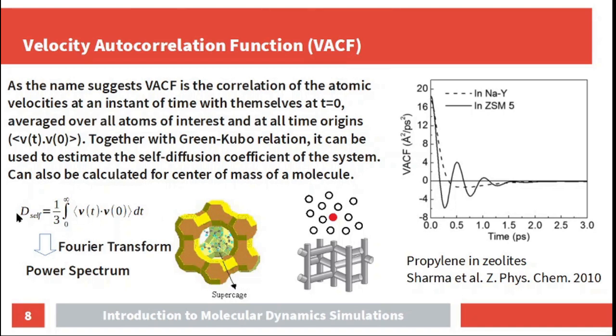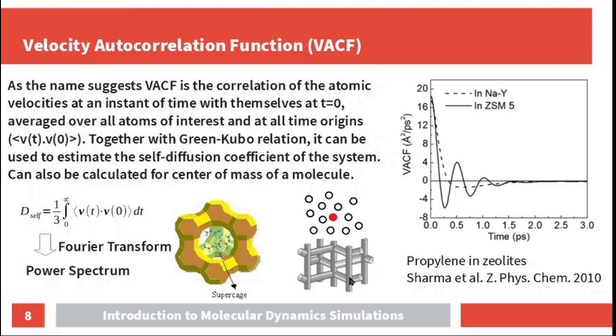If you take a Fourier transform of the velocity autocorrelation function, don't think that you are taking a Fourier transform of this equation. What I mean is you take the Fourier transform of just this part, that is the velocity autocorrelation function, and you'll get a power spectrum. We'll talk about the power spectrum in the next slide. So here is just an example of a velocity autocorrelation function.